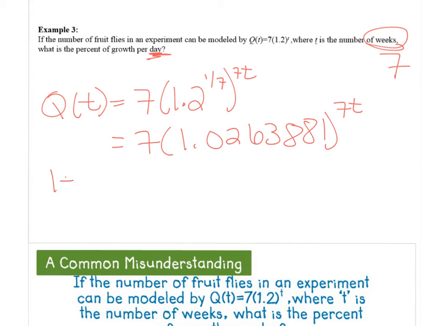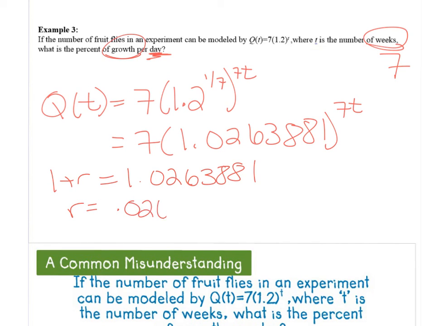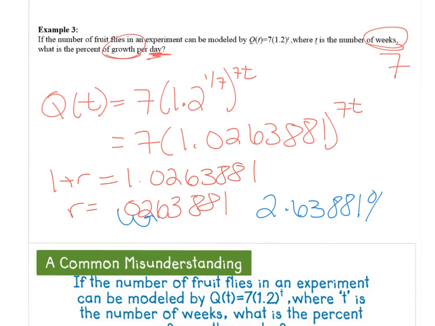Then we have to figure out our percent. So I'm going to say 1 plus R equals 1.026, because they told us it's growth. That's all the decimal places. Subtract 1. Change it to a percent, and that is 2.63881% each day.